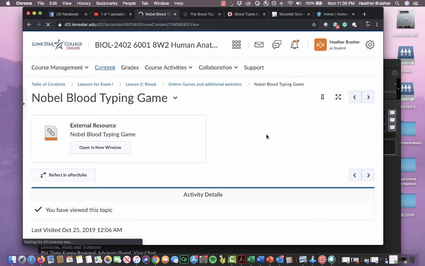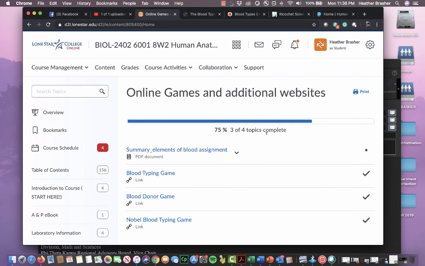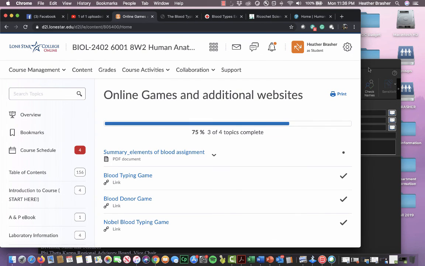And the last is their exam, which they can take either in the testing center or not.